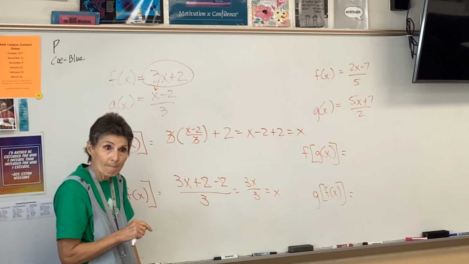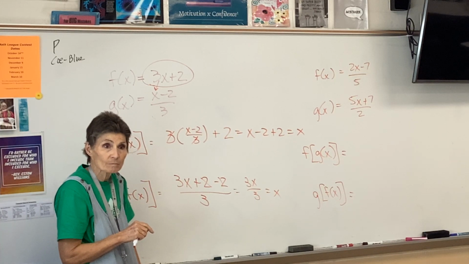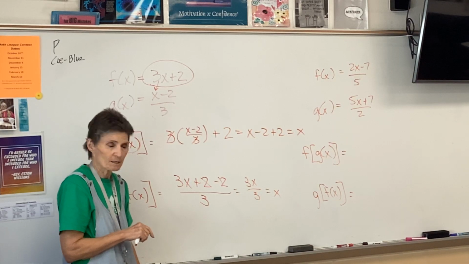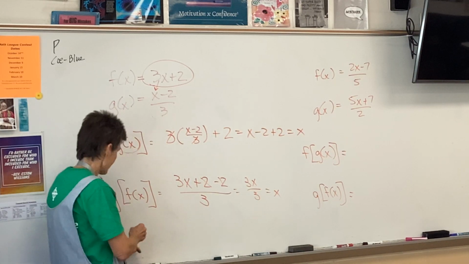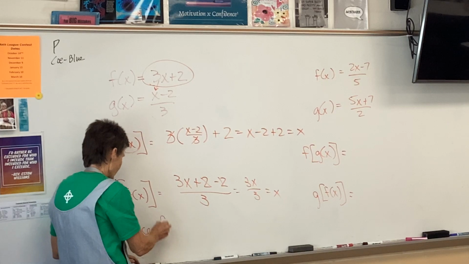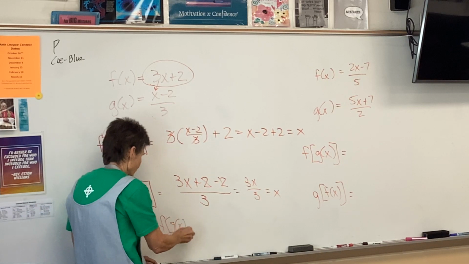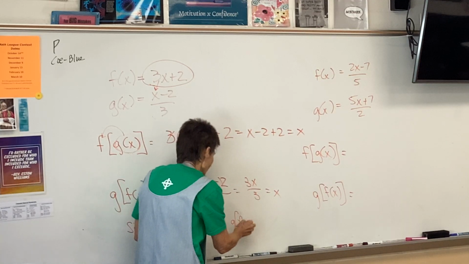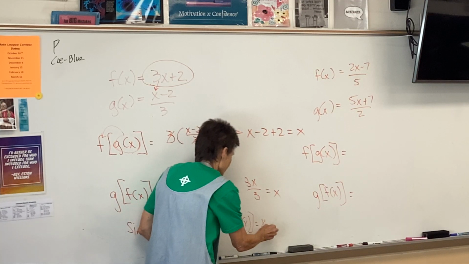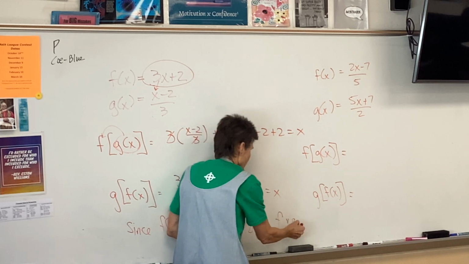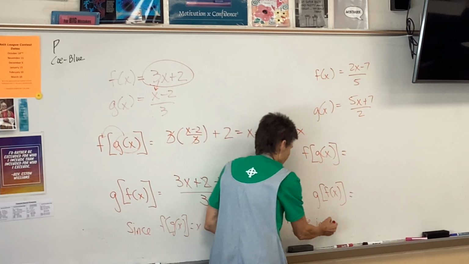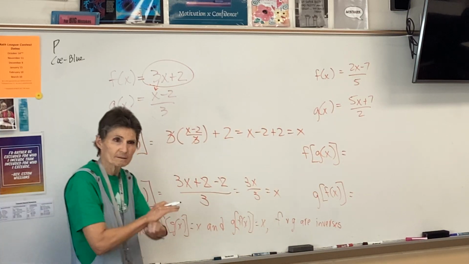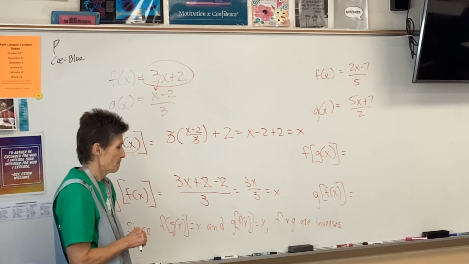Would we have to explain it and say like, yes, we got x for both of them? How would we explain that? It probably wouldn't hurt. Just make a concluding statement: since f of g of x equals x and g of f of x equals x, f and g are inverses. That's a good idea, always to put some kind of conclusion with the point.